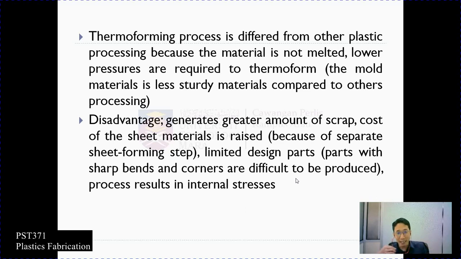So sheeting process is additional costs. Okay, so awak perlukan cost yang lebih untuk converting the raw material into sheets. And then limited design, which is parts with sharp bends and corners are difficult to be produced. Okay, there's some limitation, of course, with sharp design. The parts are much more difficult to be ejected after the plastic sheets are solidified.